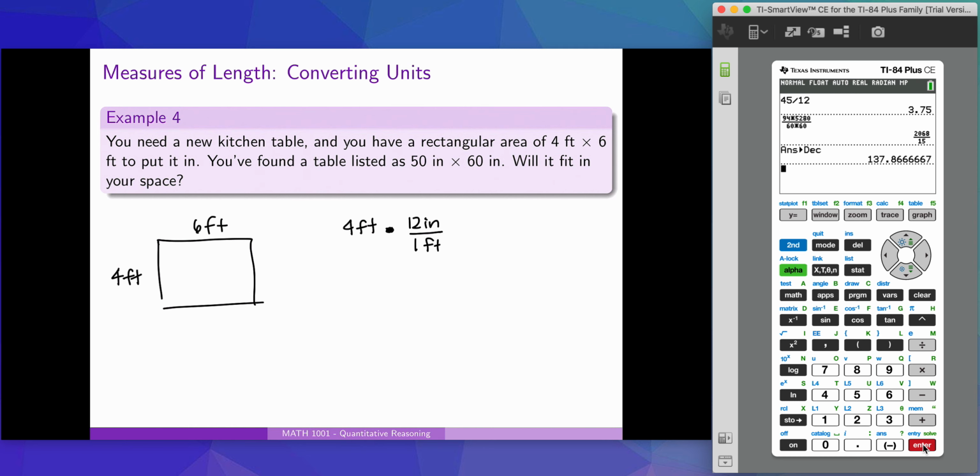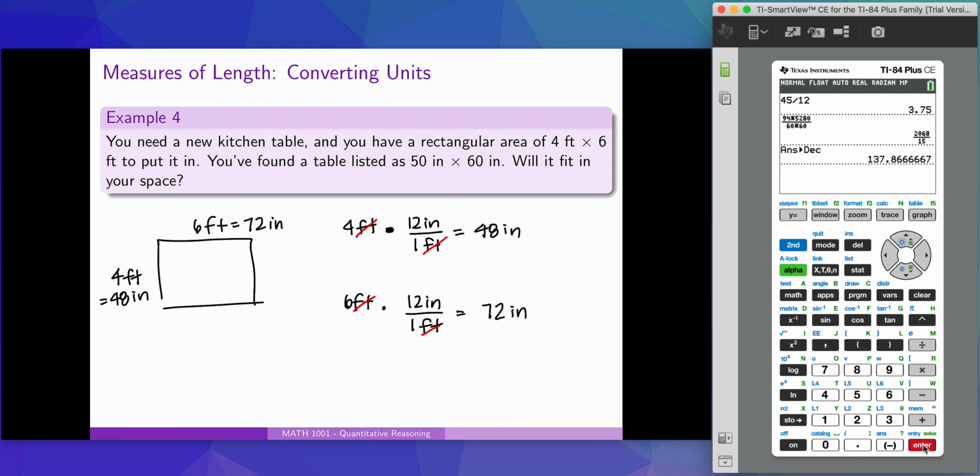So what do we get there? The feet cancel, and 4 times 12 is 48 inches. So this 4 feet on the side is the same thing as 48 inches. And then the 6 feet, we'll do the same thing. We'll do 12 inches over 1 foot as our conversion factor so that the feet cancel. And I get 6 times 12, that's 72. So 72 inches. So the 6 feet is 72 inches.